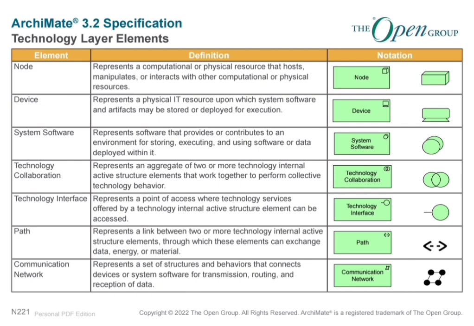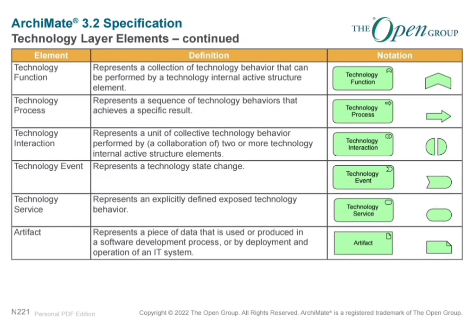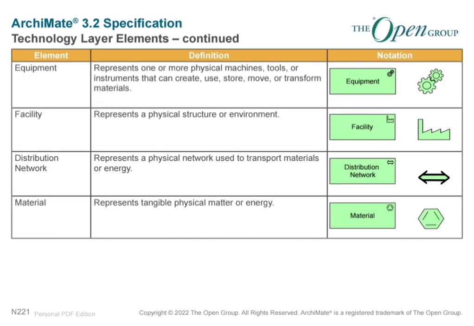But you mentioned it's broader than just IT. It is. The passive structure elements here include artifacts, think deployment scripts, executable files, configuration data, but also equipment, actual physical machinery, maybe factory robots, facilities, buildings, data centers, and even material, tangible physical stuff, or energy. Wow, okay. Including material and equipment really pushes this beyond just IT architecture. It does. It allows modeling of operational technology, physical assets, supply chains.